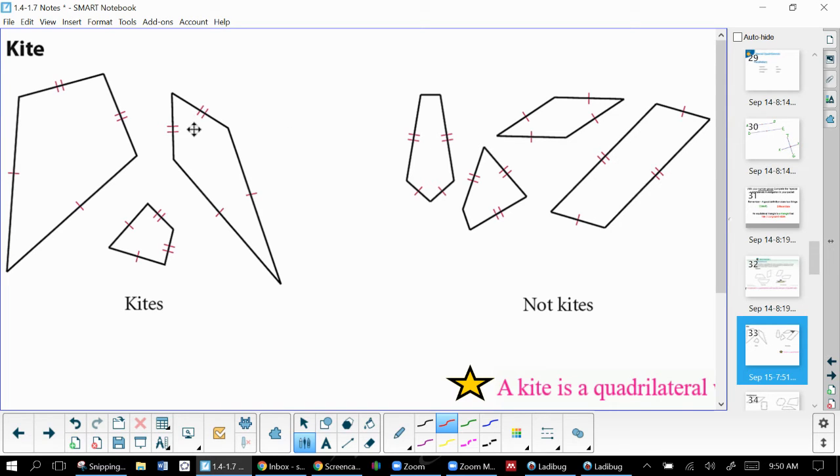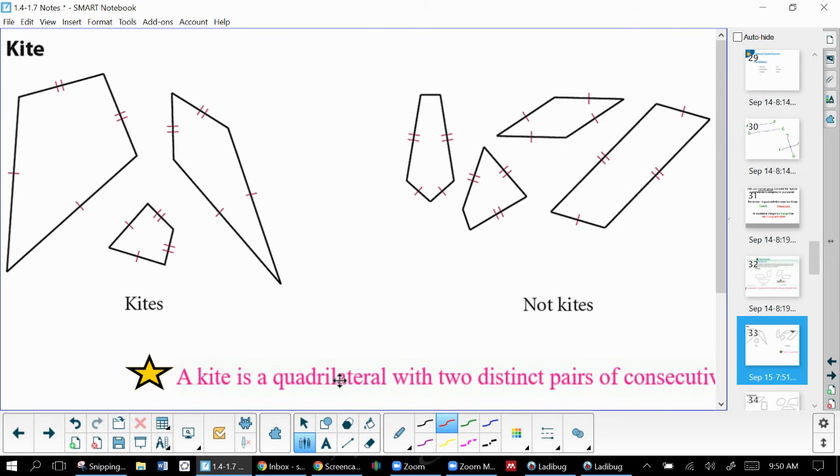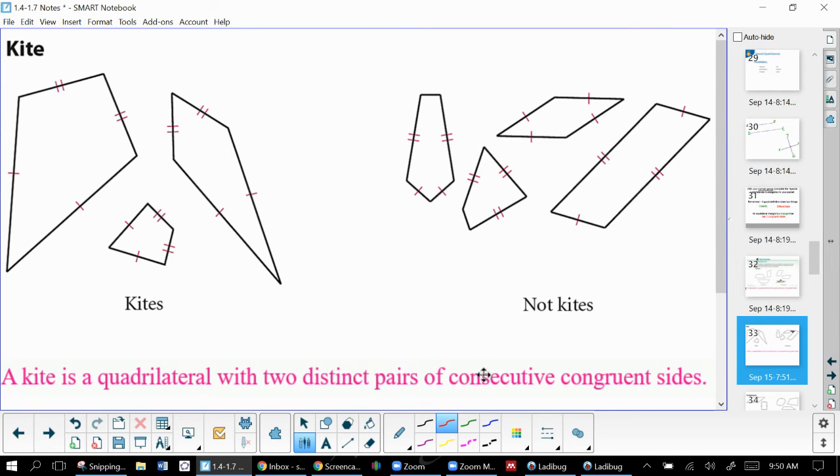Well, on this shape, the congruent sides are touching each other. These congruent sides are touching each other. On this shape, the congruent sides are opposite of each other. So that's the big difference. A kite has 2 pairs of congruent sides that are consecutive. Consecutive just meaning that they are one right after the other. Another word you could use could be adjacent. Adjacent just means next to. But that's the key for a kite. 2 pairs of consecutive or adjacent congruent sides.